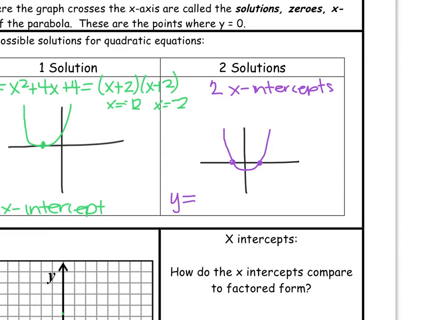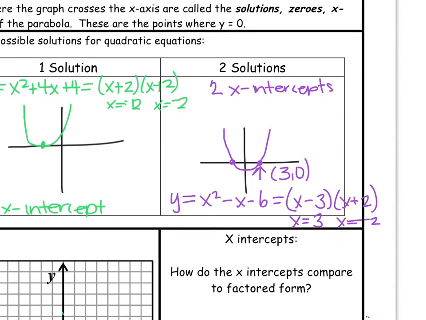So we would have a quadratic that was x squared minus x minus 6, and if we factored that, we would get x minus 3 times x plus 2. So our solutions would be a positive 3 and a negative 2. So this point right here would be the point 3, 0. That's one solution. And this point right here would be the point negative 2, 0. If I can make that a negative, there we go.